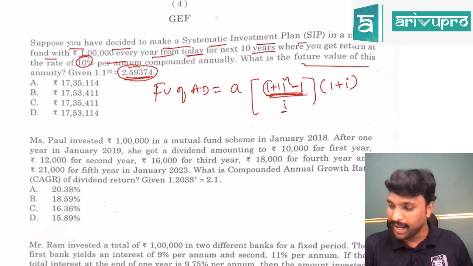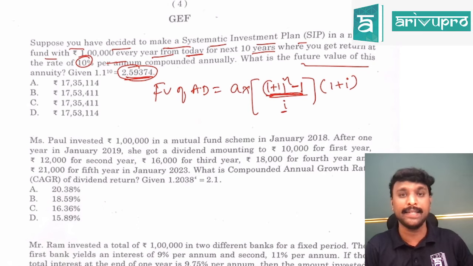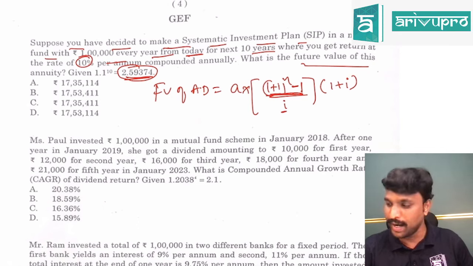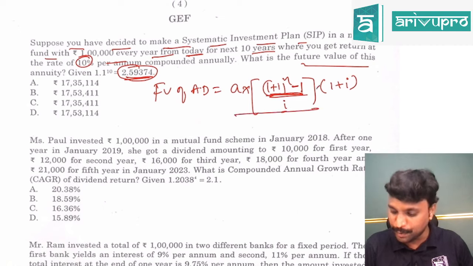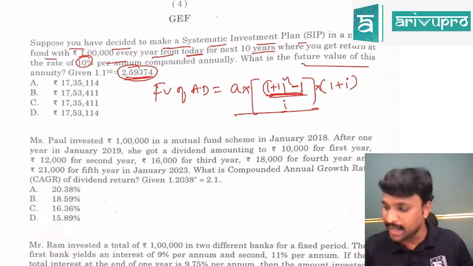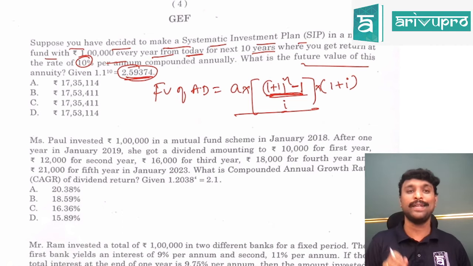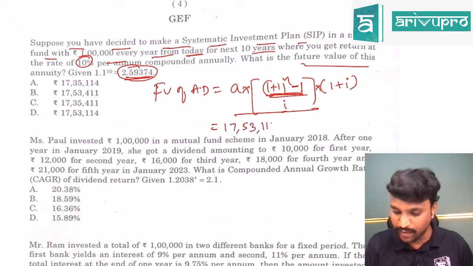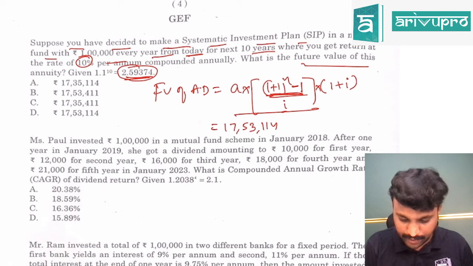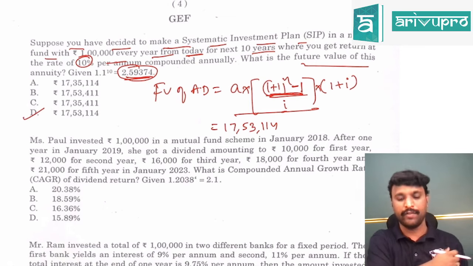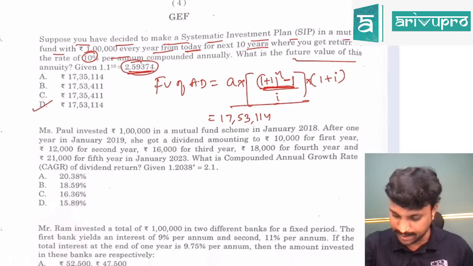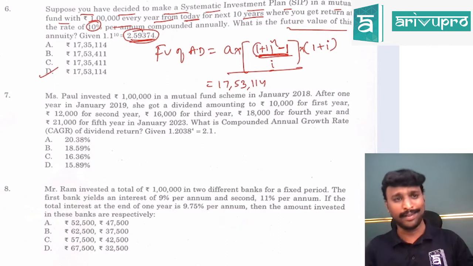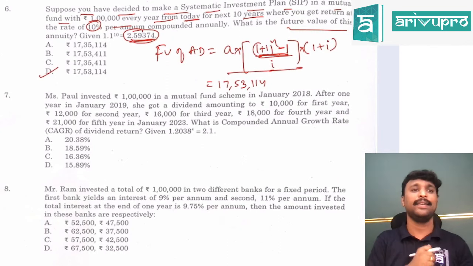i means 10%, 10% means 0.1. So 0.1 into A. What is A, guys? 1 lakh. A is 1 lakh. Into, after this you are supposed to multiply 1 plus i. So what is 1 plus i? 1.1. And the result of this is 17,53,114. So option D is the right answer. Have you understood? Is it clear? Right. Guys, look at the next question.